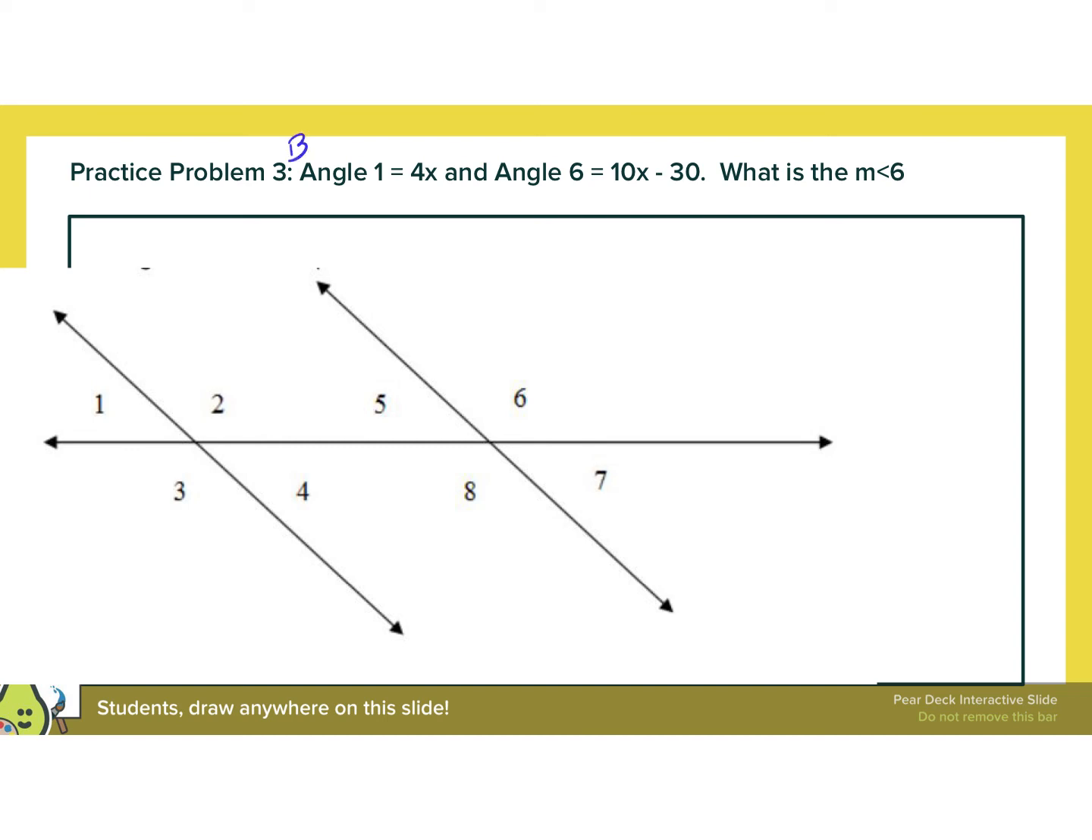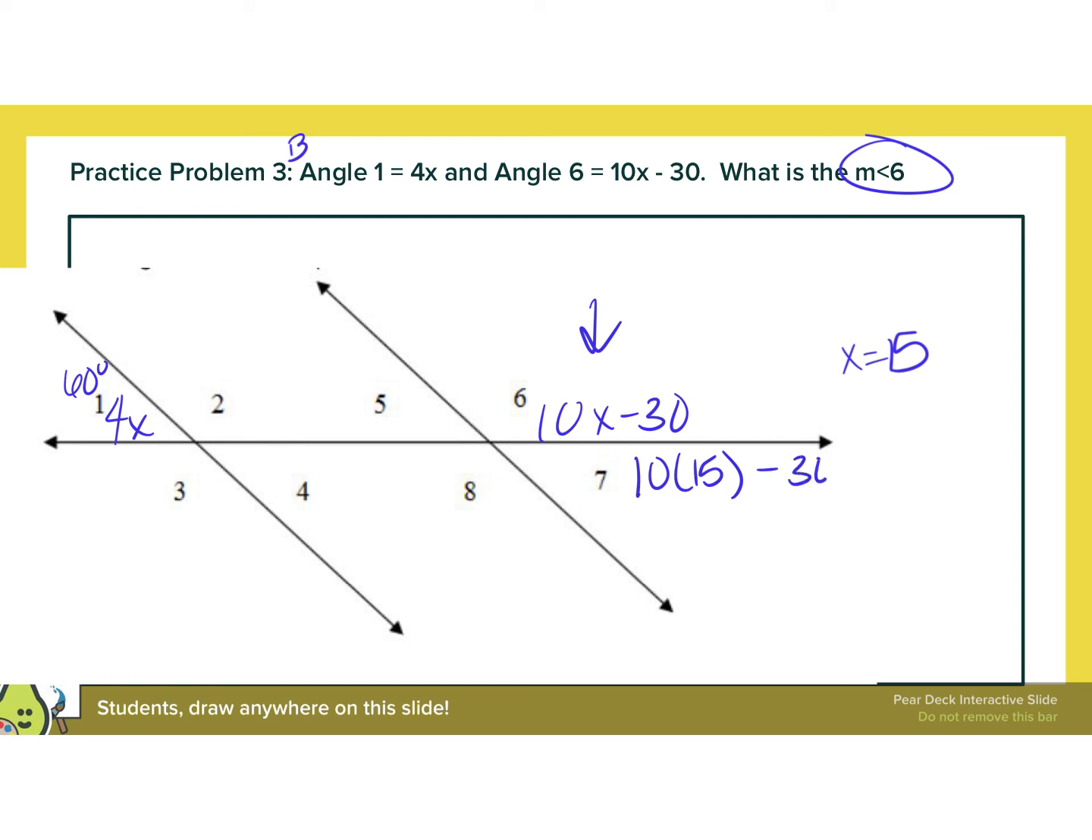The second part, which says 3b on your packet, now wants to know the measure of angle 6. Well, I know this is 4x. I know this is 10x minus 30. And I know that x equals 15 and this equals 60. Just writing what we already figured out. Now they want angle 6. So here, instead of x, I'm going to put a 15 in its place. And that means multiply. So that's 150 minus 30, which is 120.